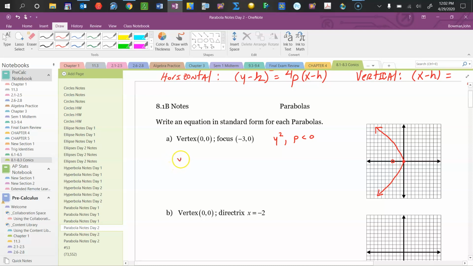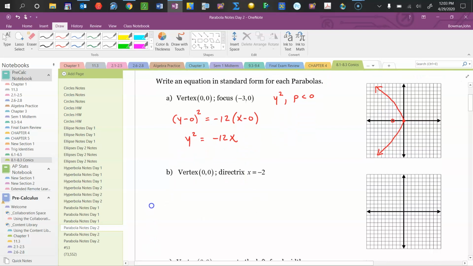All right, so what do we have? We have y minus 0 squared is equal to 4 times p. The absolute value of p is the distance from the vertex to the focal point, or the vertex to the directrix, which in this case is 3. So 4 times 3 is 12, but p is negative, so 4 times -3 is -12 times x minus 0, which would be written as y squared is equal to -12x.